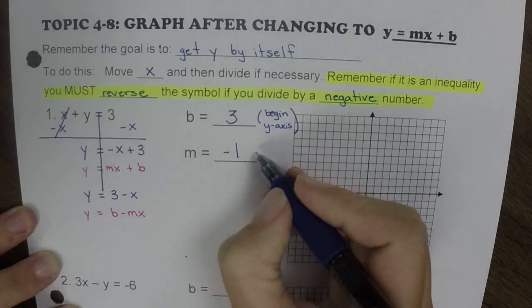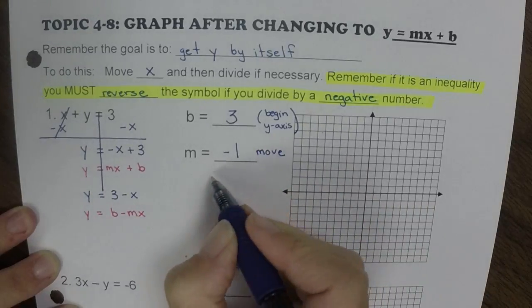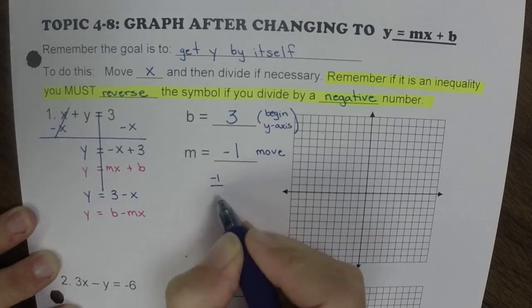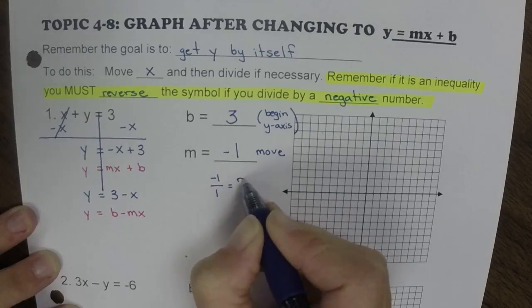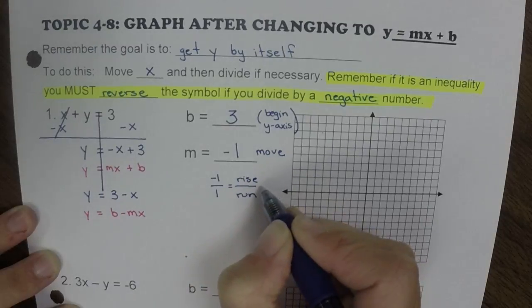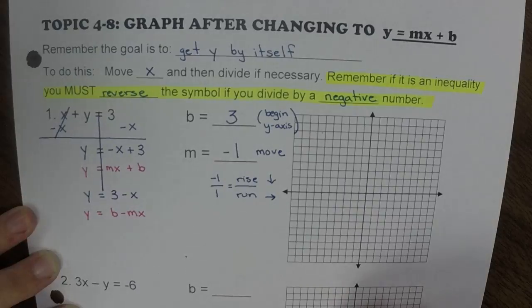So then this is going to be where I move, or my slope. And if it doesn't have a denominator, remember it's negative 1 over 1. We always fill the denominator. This is my rise and my run. So since this is negative, I would be going down and right. So now we're ready to graph.